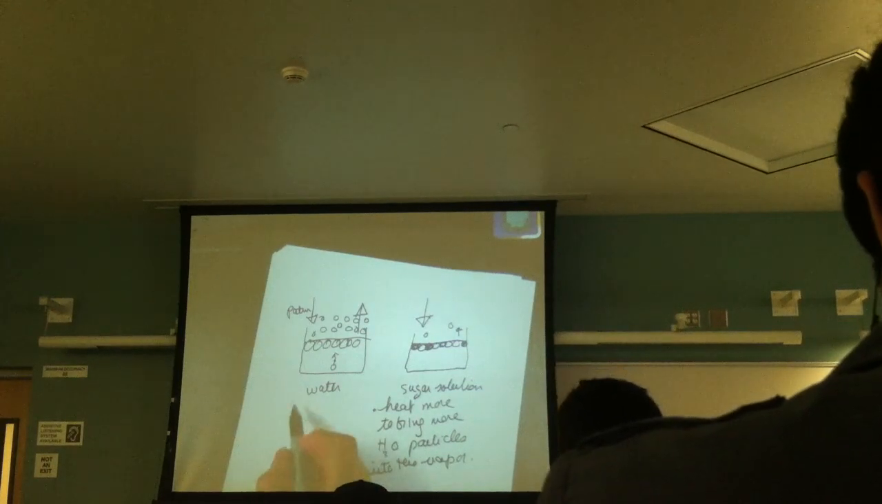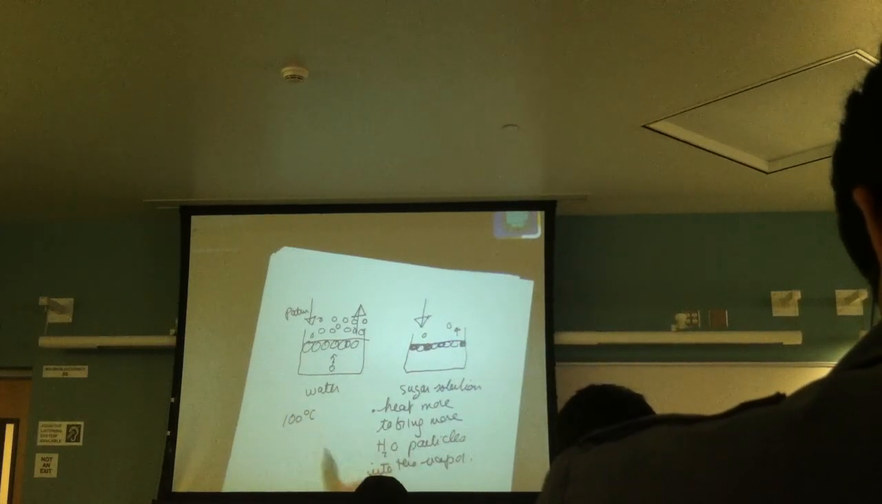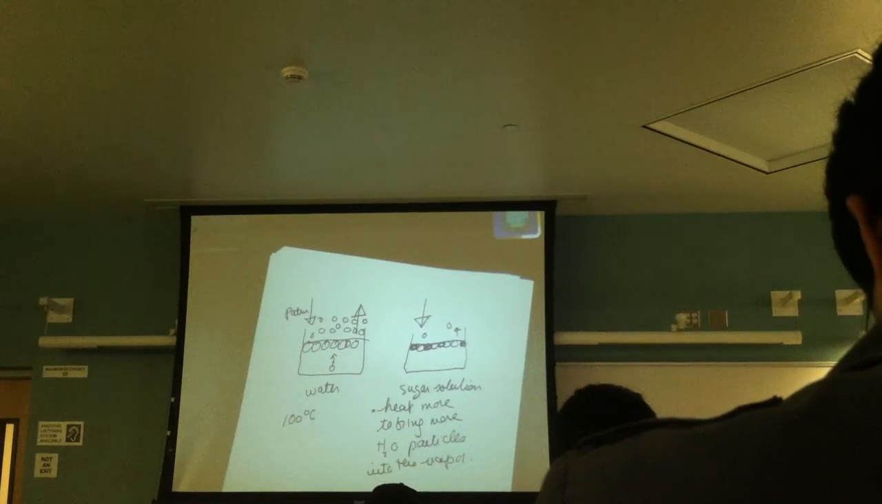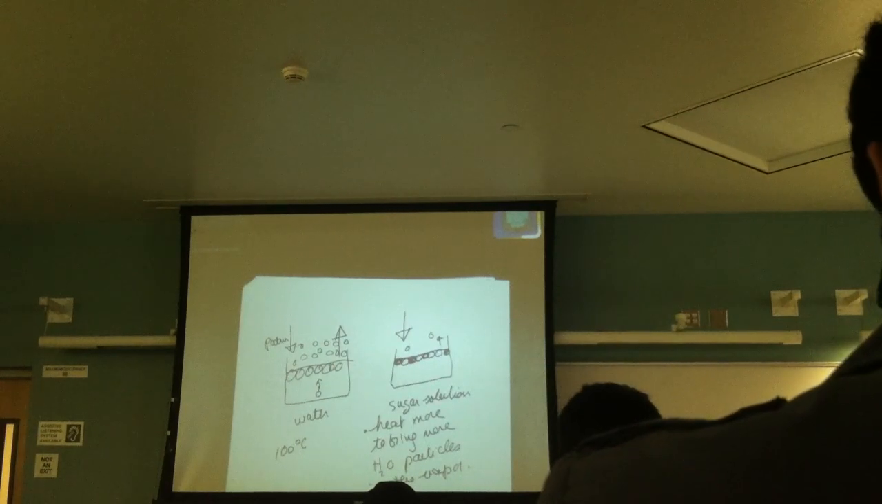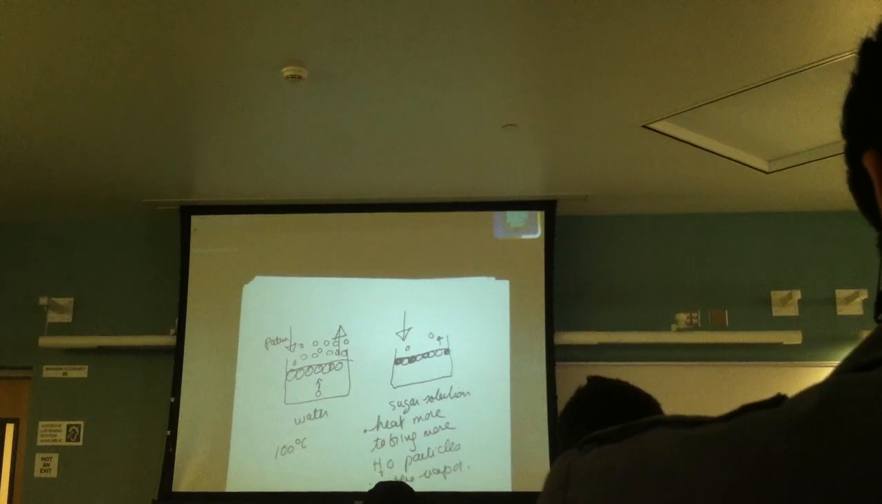So instead of water boiling at 100, water will boil, let's make up a number, 104. Why? You have to add more heat. What does the heat do? Break the bonds, so water can escape.